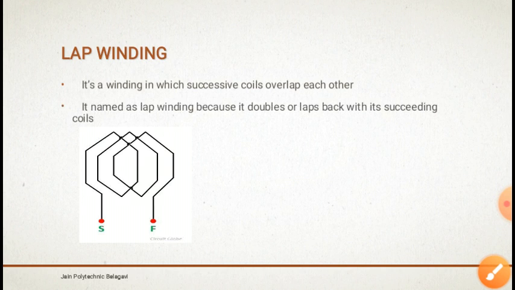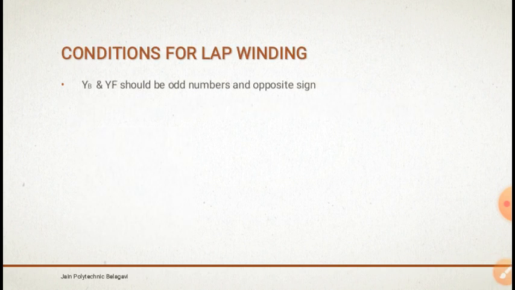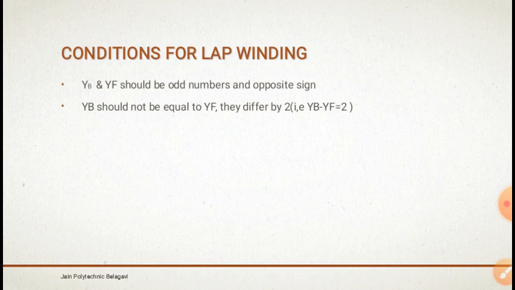There are some rules in lap winding, or what we can say are the conditions for lap windings. YB and YF should be odd numbers. YB is nothing but the back pitch, and back pitch and front pitch should be odd numbers, and they should have opposite signs. Back pitch and front pitch should not be equal, so there has to be a difference of 2. It means YB has to be greater than YF by 2. Resultant pitch YR is given as YB minus YF, which is equal to 2.